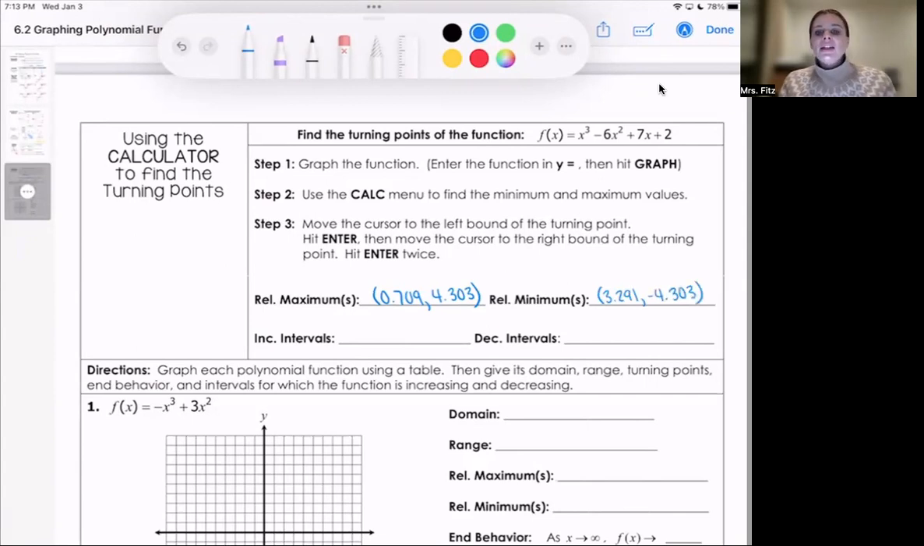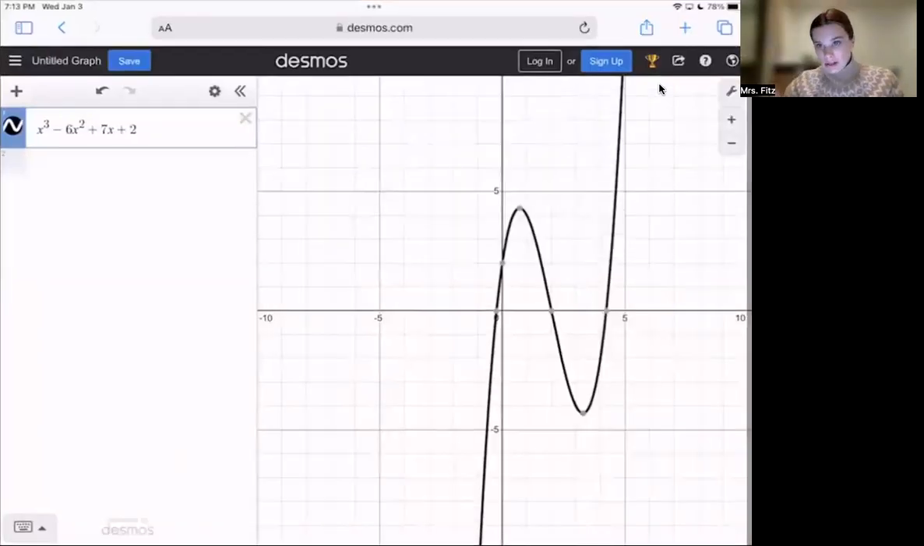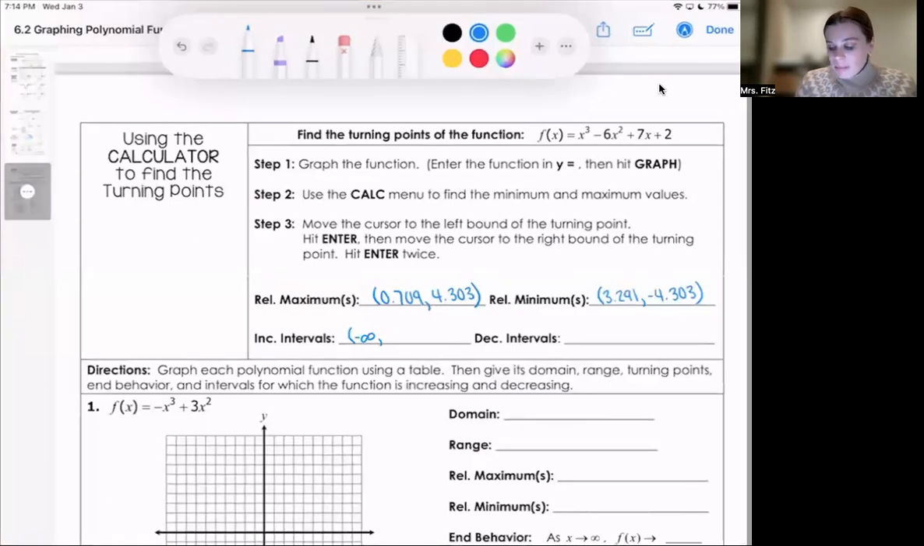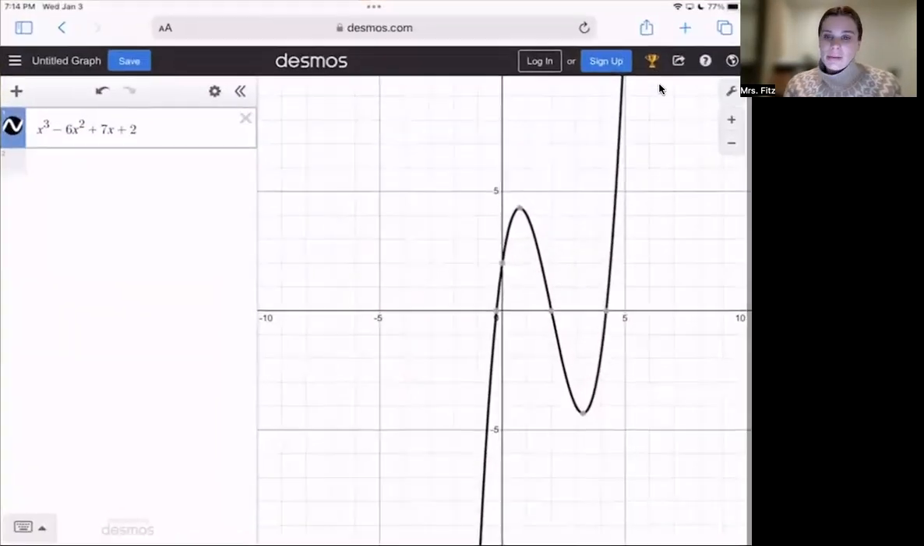Okay, now, increasing intervals. We want to figure out where the graph is increasing versus decreasing. Remember, it changes at each of the relative maximums and minimums. And when you want to tell your reader where a graph is increasing, because we're tracing along the x-axis from left to right, we want to give x values. So tracing the graph, notice it's increasing, starting off this way to the left, negative infinity. So it's increasing from negative infinity, but then it stops when it hits that peak right up here. It stops when it gets to about 0.709.